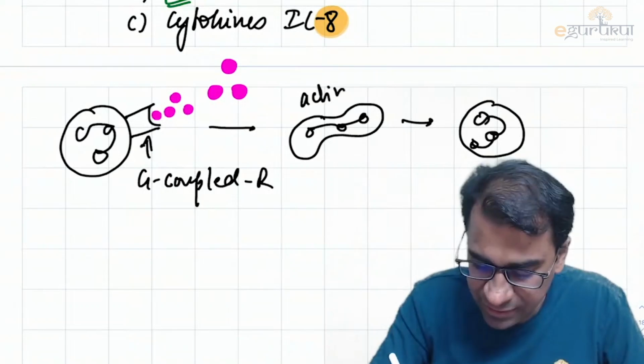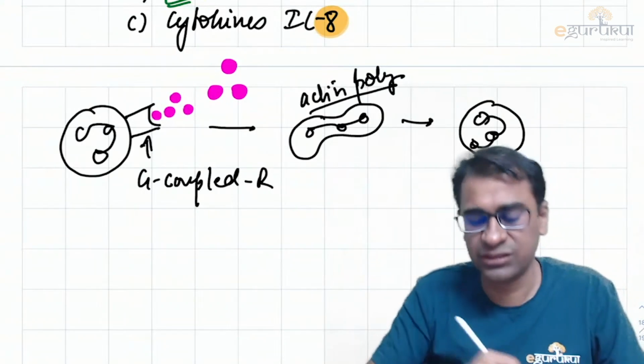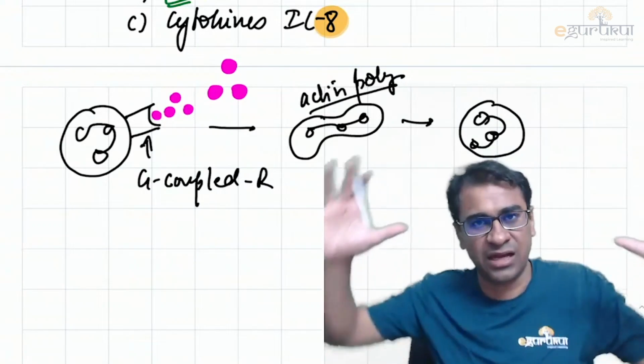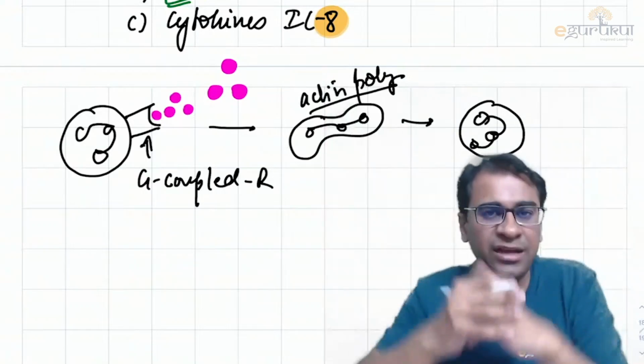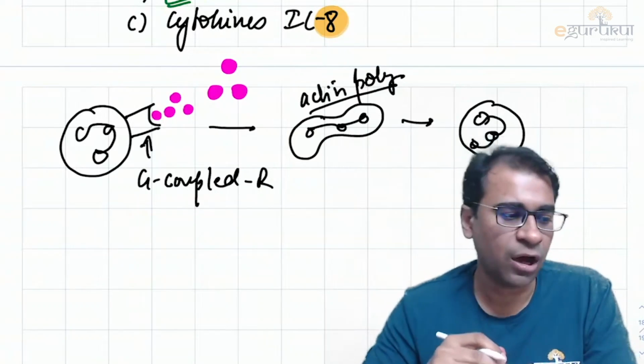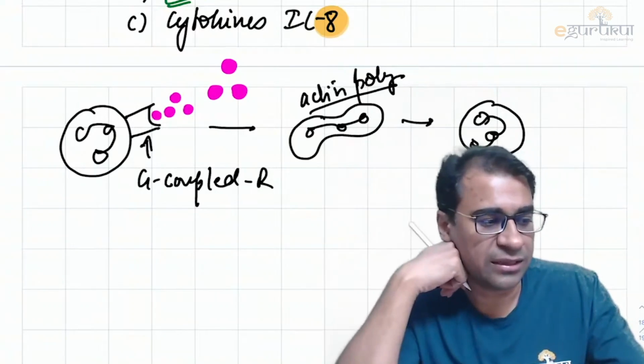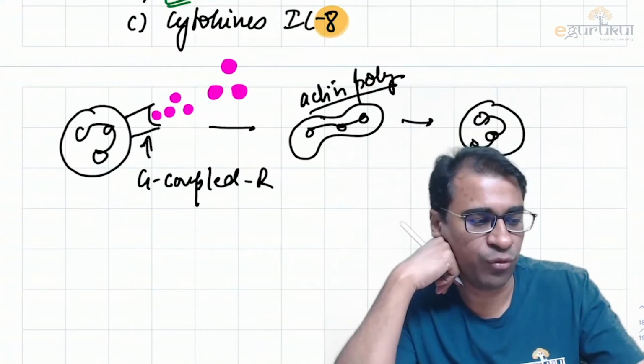They'll keep on moving ahead, contraction, relaxation. Why? Because of actin protein polymerization. It will polymerize, relax, again polymerize, relax, and keep on moving ahead in the tissues. This is how chemokines and chemotaxis work, they try to move ahead.